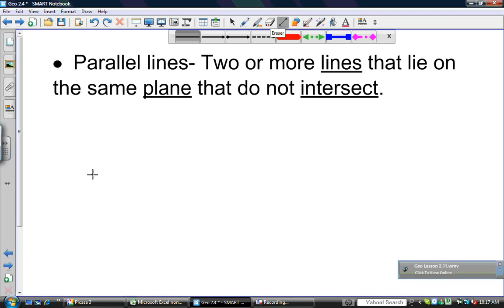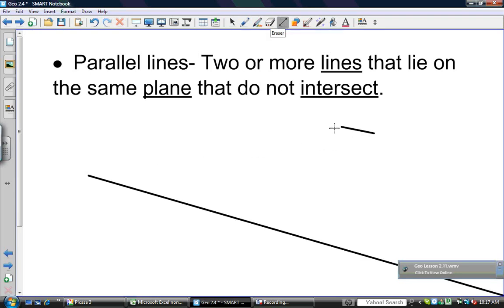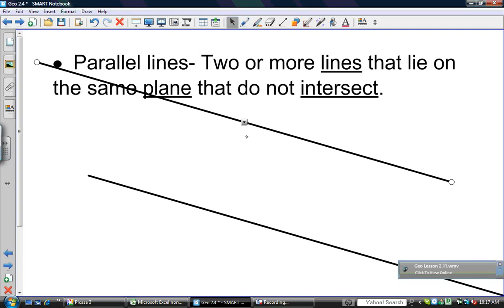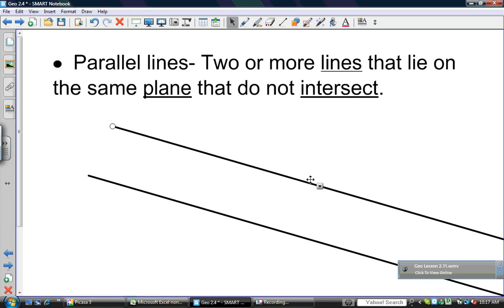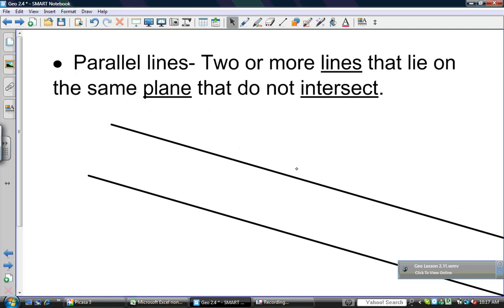So if I make a line like the first one, I can copy and paste it. Now these two lines are parallel because if they continue in both directions forever, they'll never hit each other. We show two lines are parallel by making an arrow going in the same direction on both.